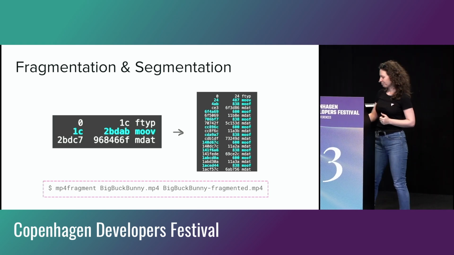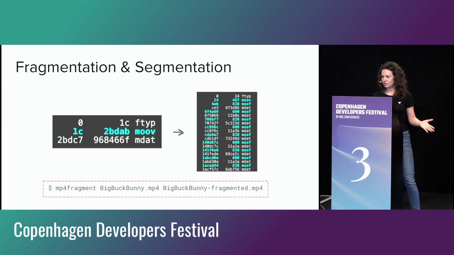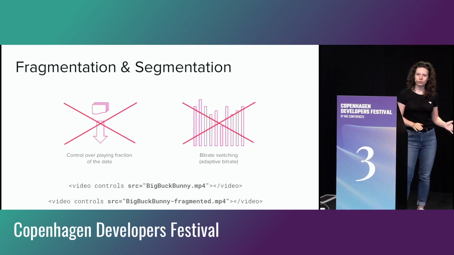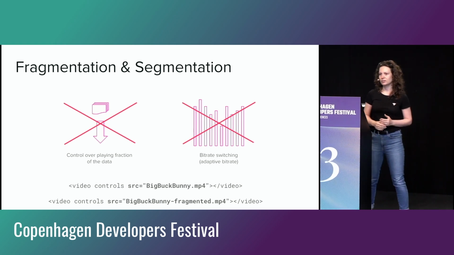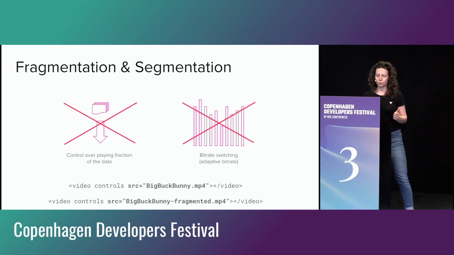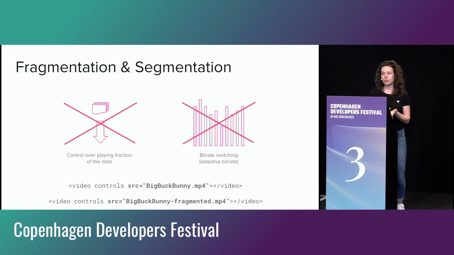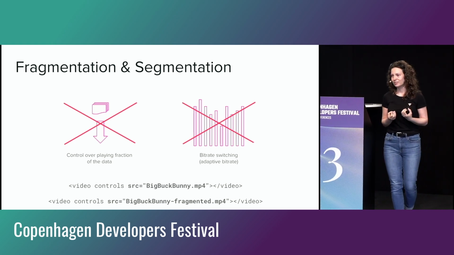But yeah. So at this point, we've just fragmented the file, which is great. This is the very intermediate step that we had to do. This is awesome. But we still don't meet any of the two criteria that we just set up. We still don't have control over playing a fraction of the data, and we still don't support the bitrate switching. And this is because even though we fragmented the file, it's still a single file.